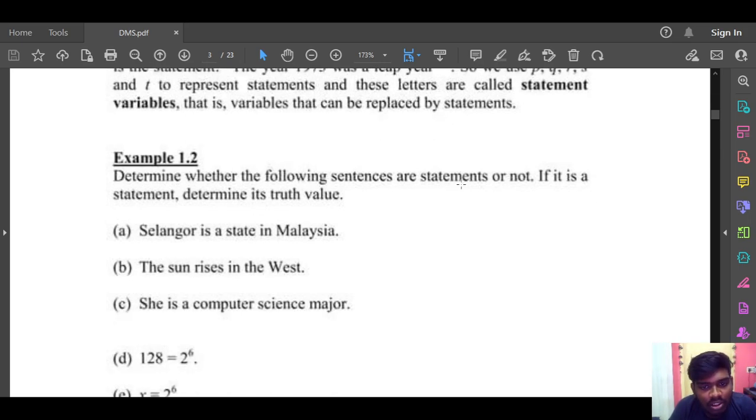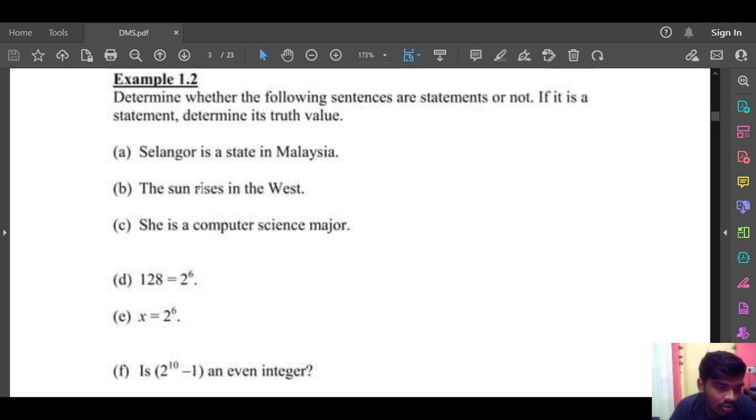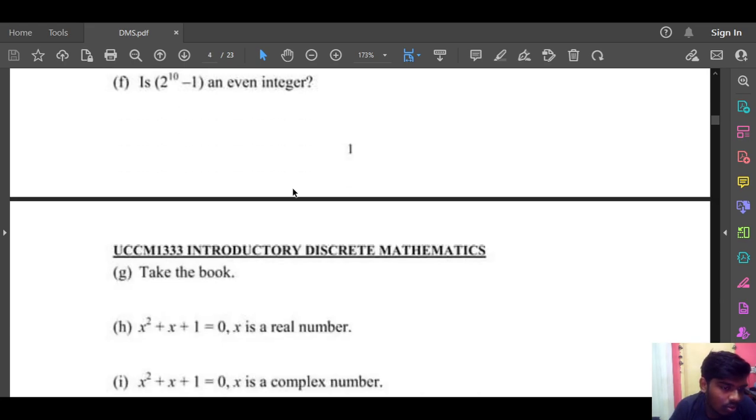Determine whether the following are statements or not. If it is a statement, determine its truth value. Selangor is a state in Malaysia. The sun rises in the west. So here are some examples where some may be true, some may be false, but they cannot be both.